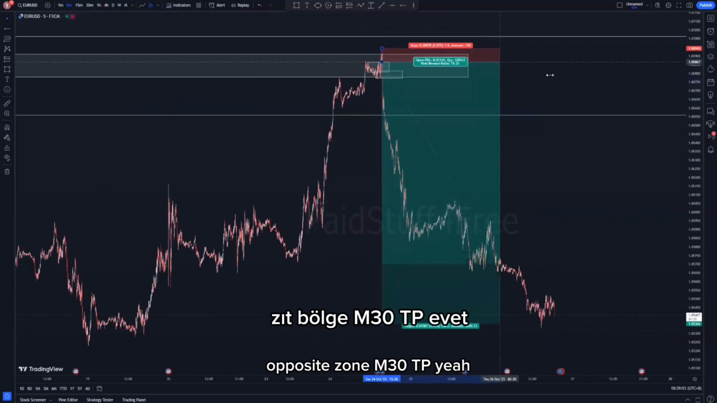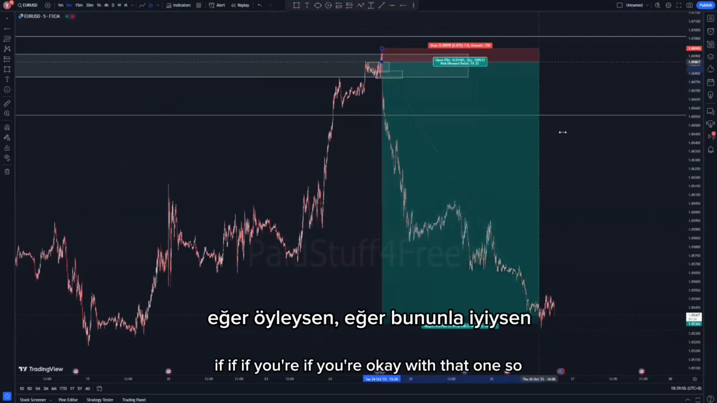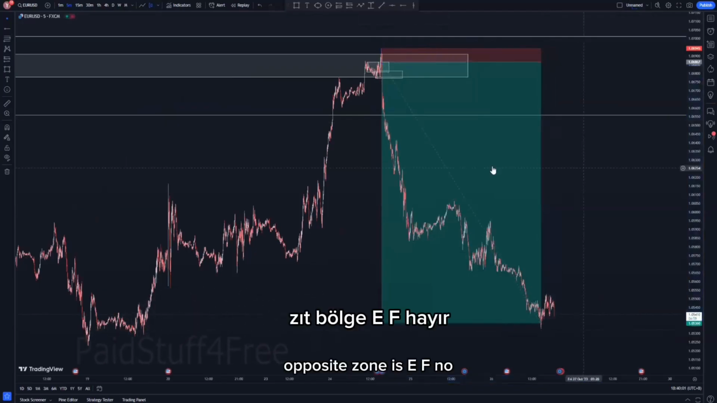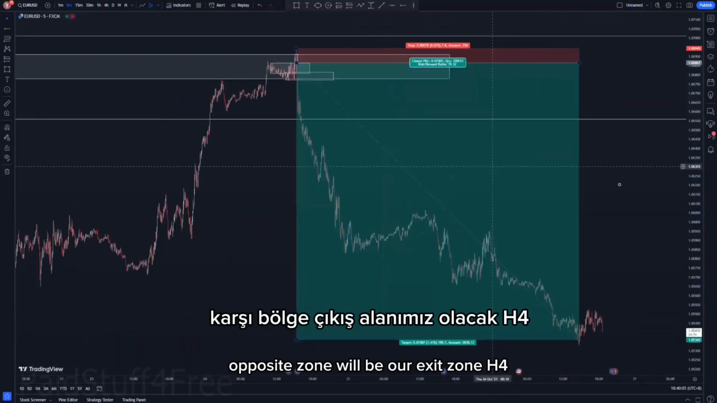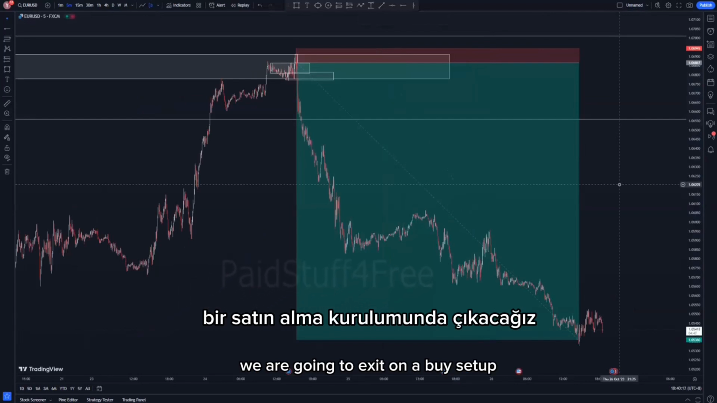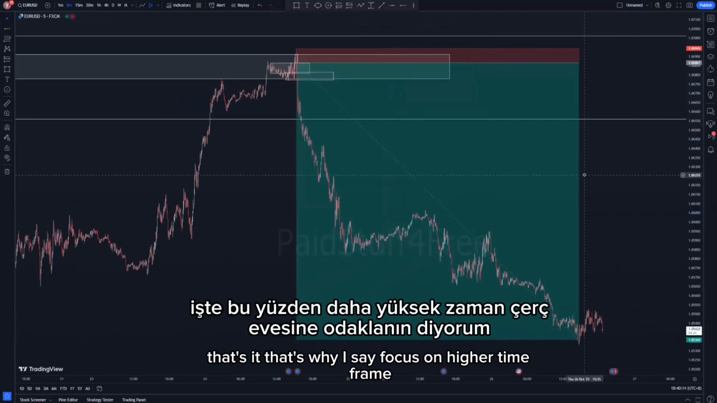Opposite zone, M30 TP. Yeah, if you're okay with that one, so yeah, why not, right? Opposite zone is EF. No, opposite zone will be our exit zone, H4. If we are selling on a sell setup, we're going to exit on a buy setup. That's it. That's why I say focus on higher time frame.